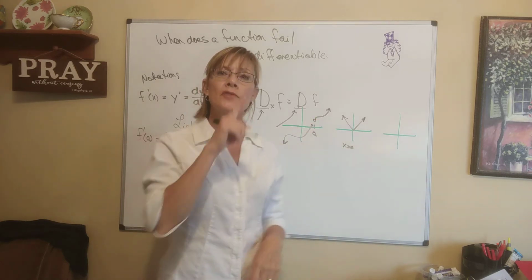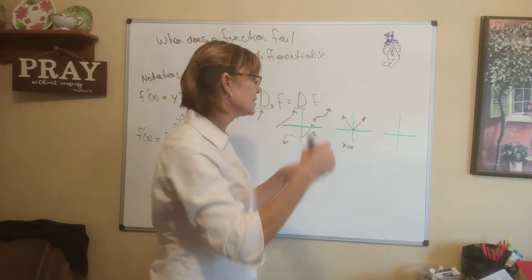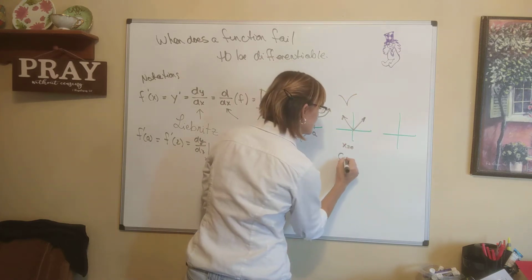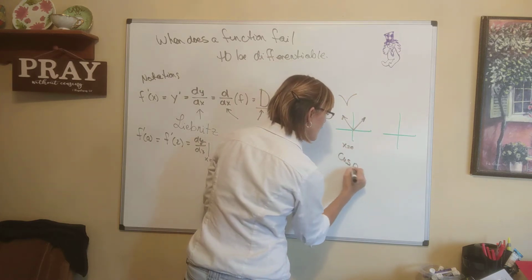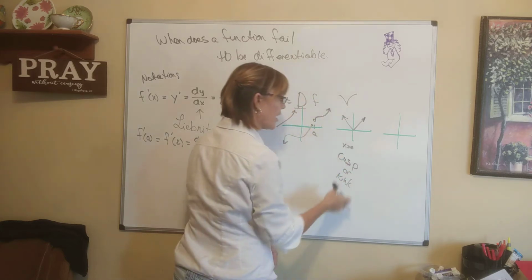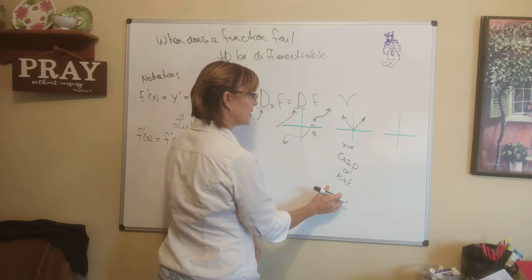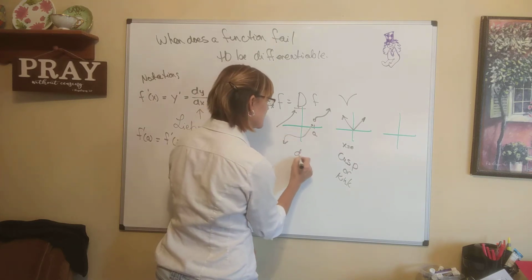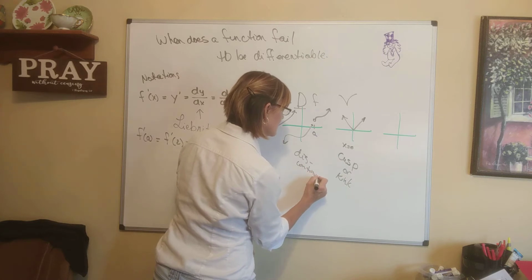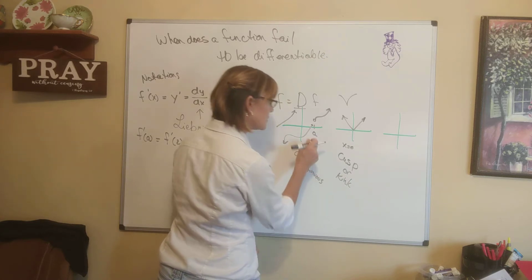So anywhere you have a function that's got a sharp V, a cusp, or a kink, if a graph has that, it fails to be differentiable at that point. What happened here? It was discontinuous. This is what made it fail to be differentiable.